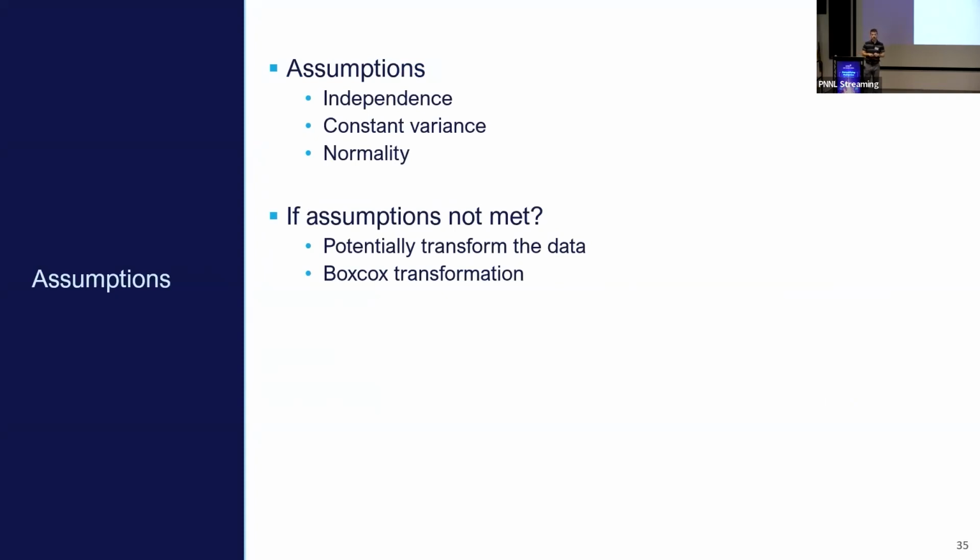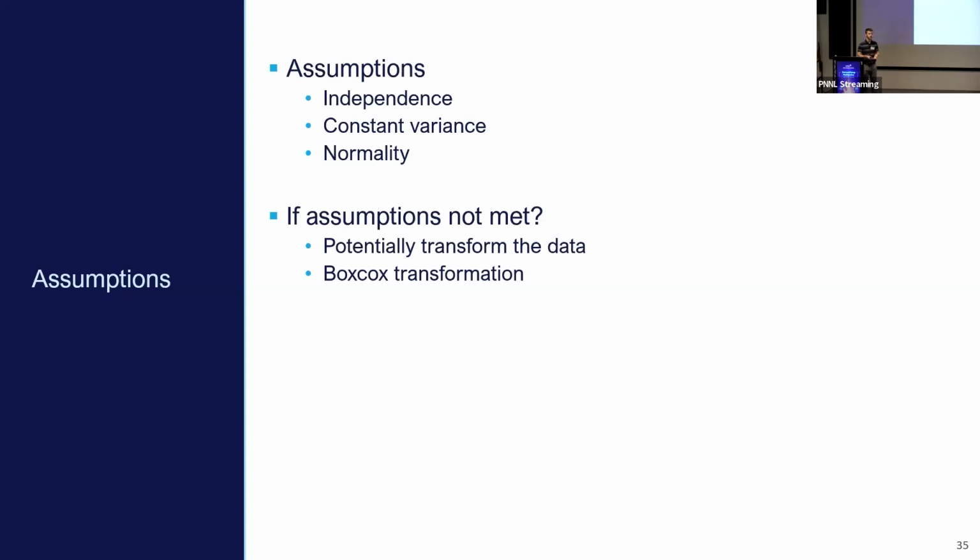So when we're thinking about the assumptions of ANOVA testing, and for these quantitative tests, we have three main assumptions. The first one is that the data is independent. We are assuming that there isn't any correlation between the different samples that we're working with, that they are all independent from each other. We are also assuming that the data has a constant variance, and that the data is normally distributed.